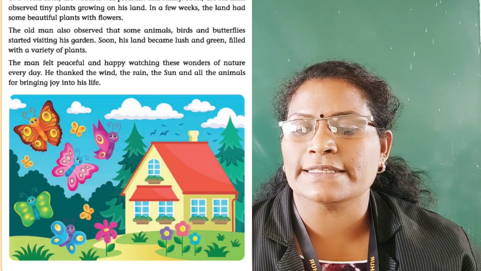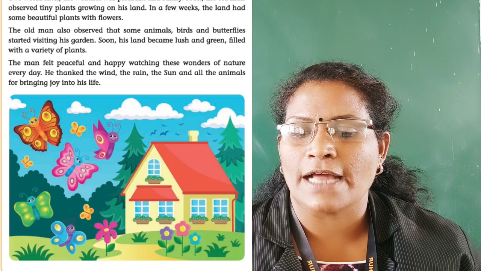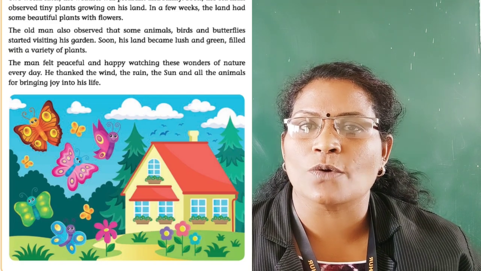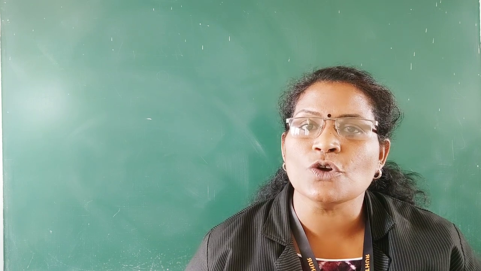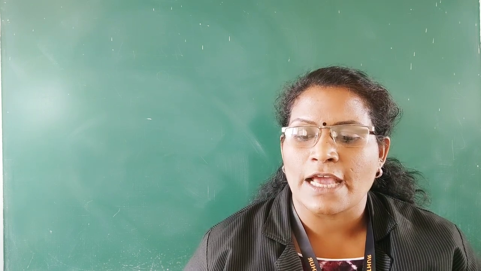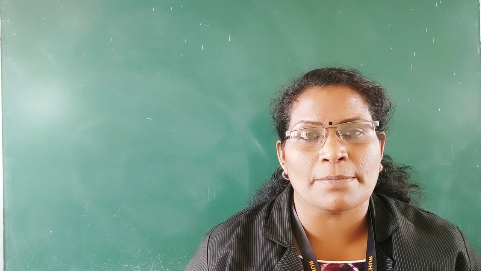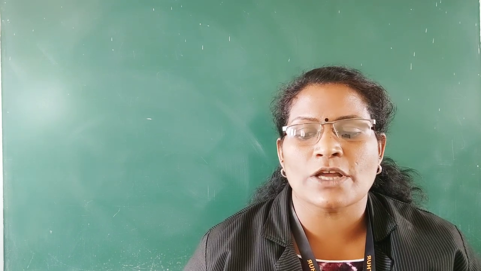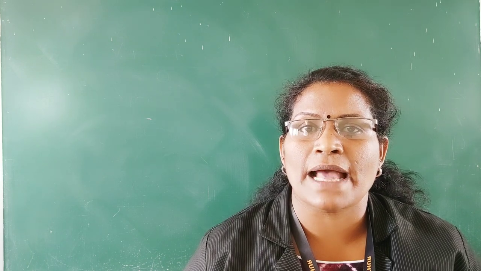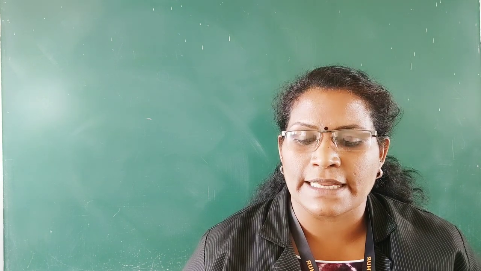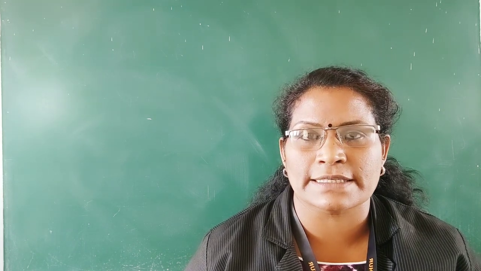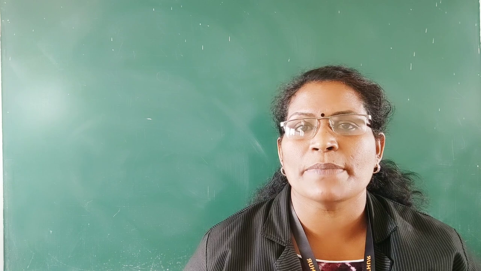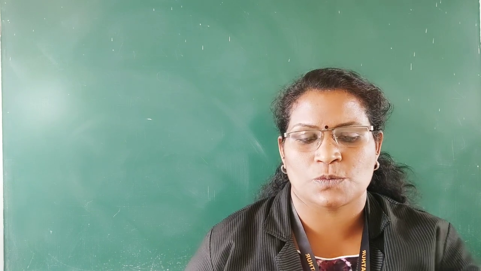So here it's a story of an old man, and the old man bought a new house on open land. After a hot summer, the weather turned windy and rainy. Two weeks later, the weather became pleasant and sunny. Soon the old man observed some plants growing there, and when the plants grew, certain animals, birds and butterflies started visiting his garden, and he is leading a peaceful life now.